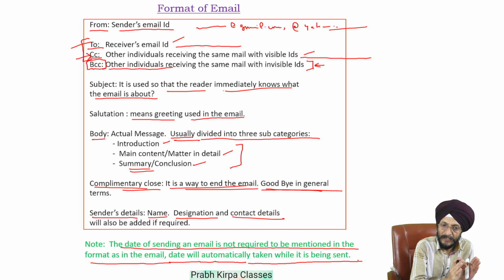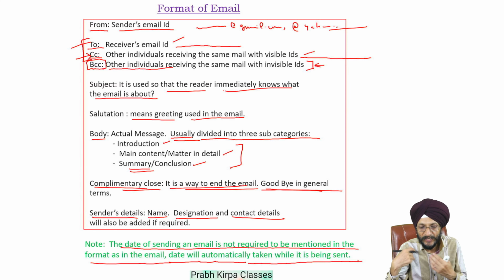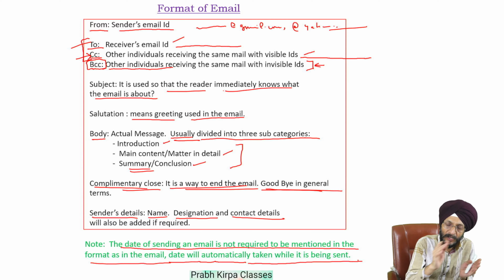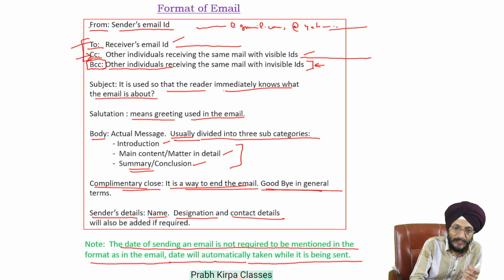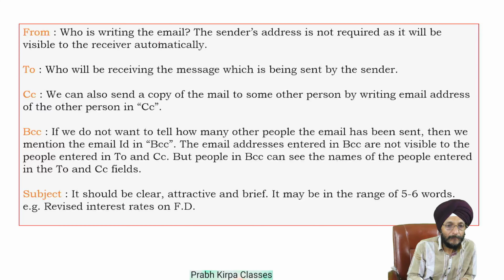But in the case of email, whether you are sending your mail through Gmail, Yahoo, Rediff Mail, or any other email service provider, your computer system or the email service provider's system will automatically take care of the date of sending the email. It will automatically be shown. You do not have to mention the date specifically. Further, when you are writing the mail, you also do not have to mention the sender's email ID. It will be automatically sent to the other person. You have to start from To.